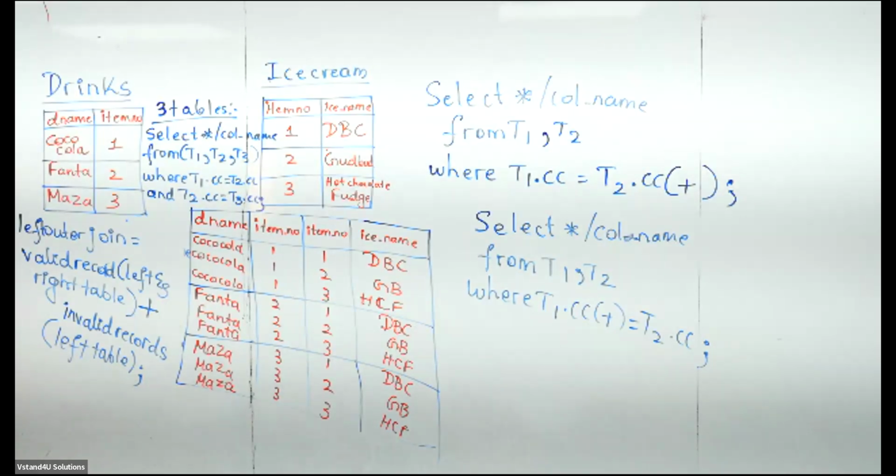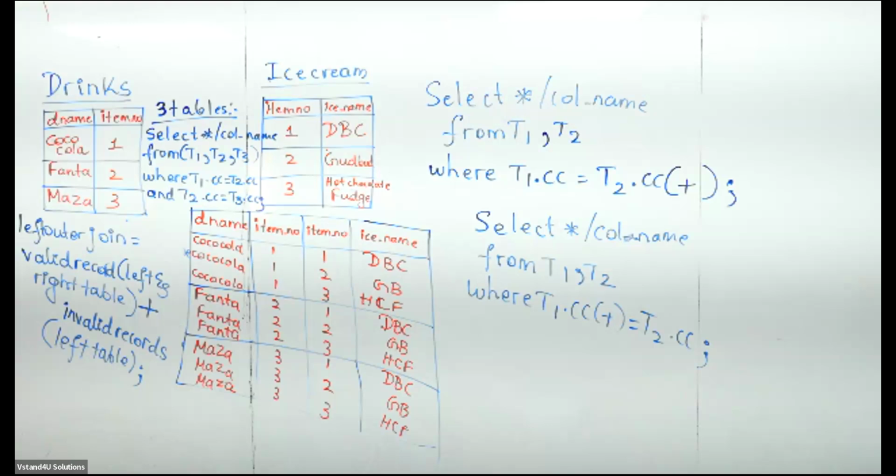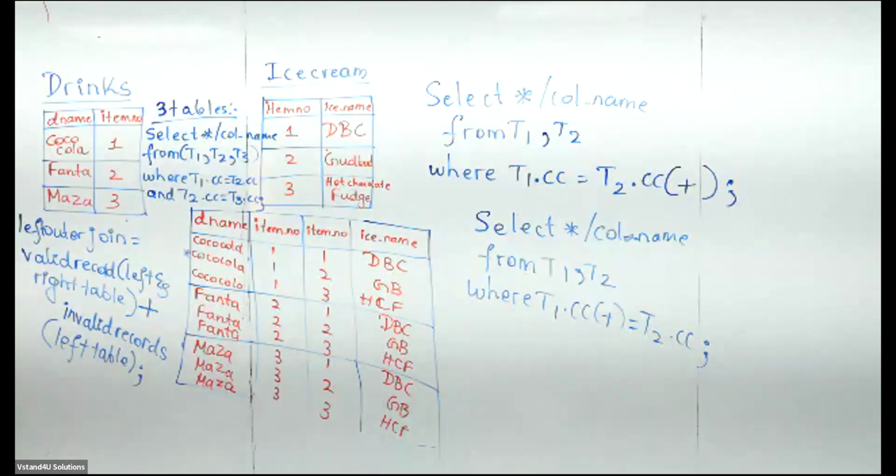So what is happening here? For one single table, you are joining two columns. T1.C1 is equal to T1.C2. So how many tables do you have here? One table. How many columns? Two columns. A single table joined is self join. Clear?